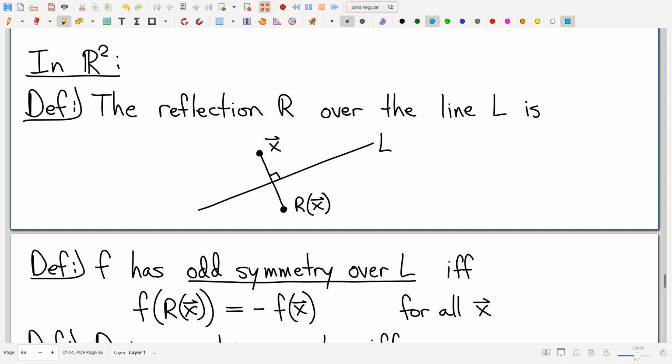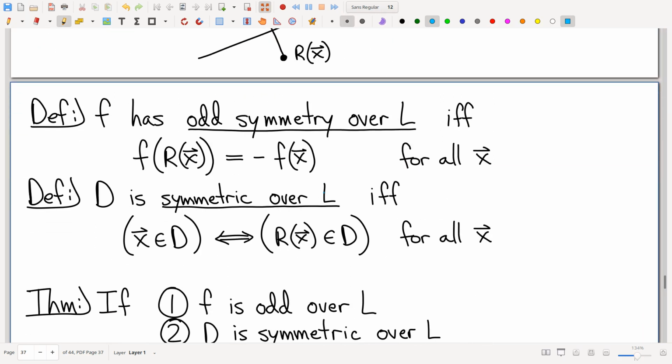And with this idea of a reflection, we can write down what it means for a function to be odd. Odd means you get a minus sign when you reflect. What does it mean for a domain to be symmetric? There are different ways that you can think about this. I like to think about a domain being symmetric if it is its own reflection. Exactly what you would think, I would imagine.